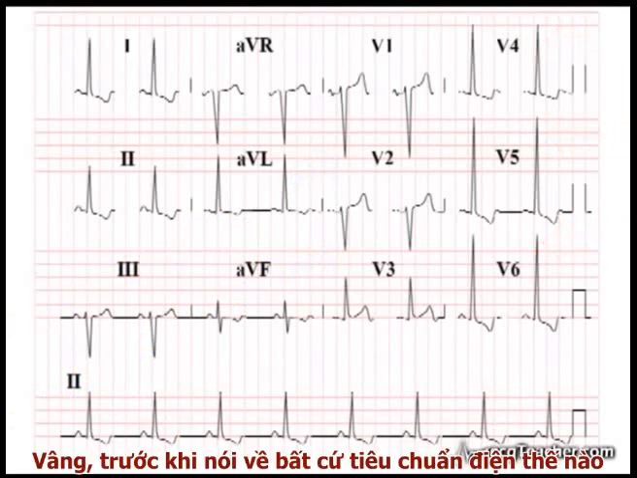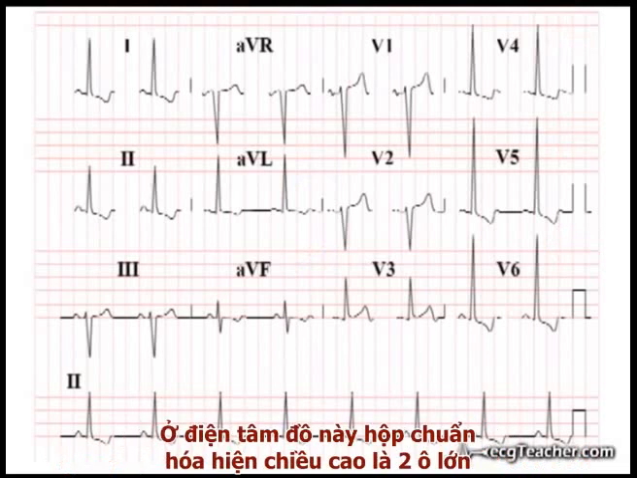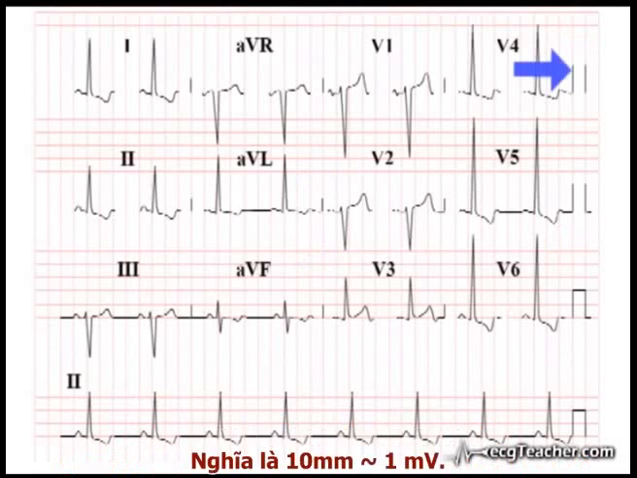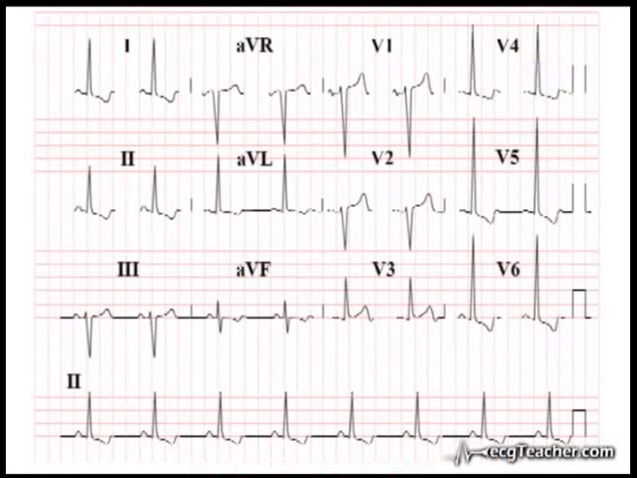Well, before applying any voltage criterion, you first make sure that the ECG machine is correctly calibrated. On this particular ECG, a calibration box of 2 large squares in height indicates that a 10 millimeter deflection is produced by a potential of 0.1 millivolts. This is the standard calibration and we can proceed.